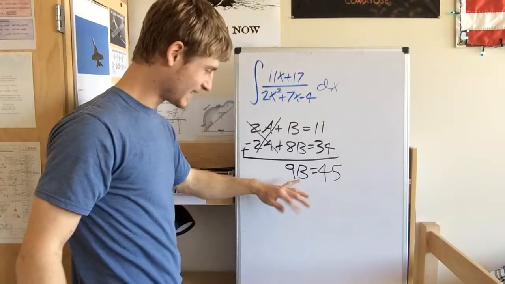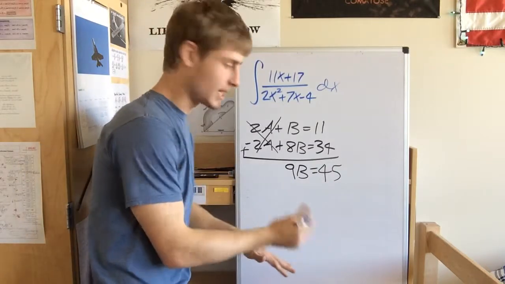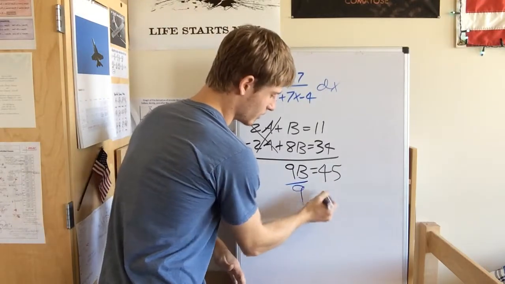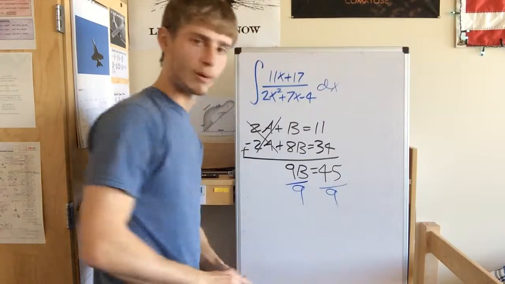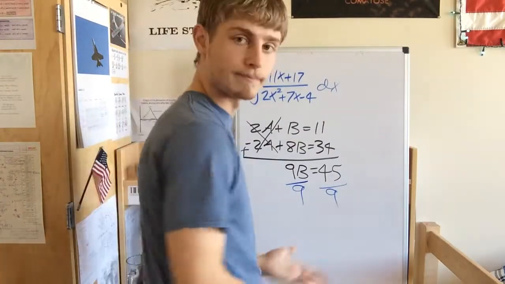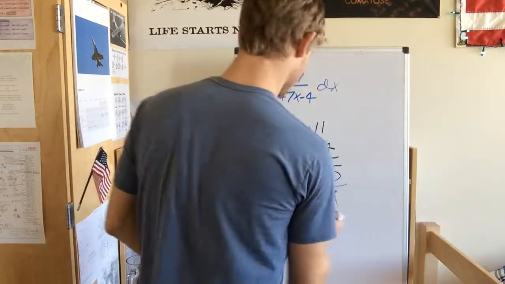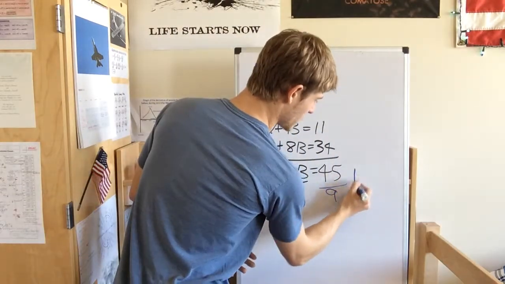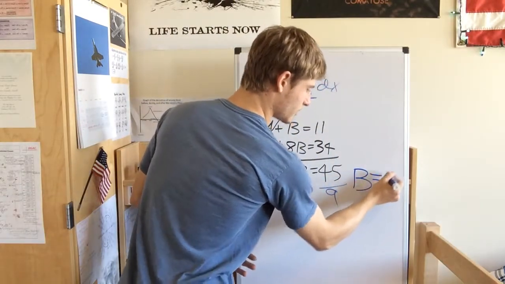Okay. Now we're going to divide both sides by 9. We're going to divide 45 by 9. Well, we have 9, 18, 27, 36, 45. 5. So b equals 5. B equals 5.